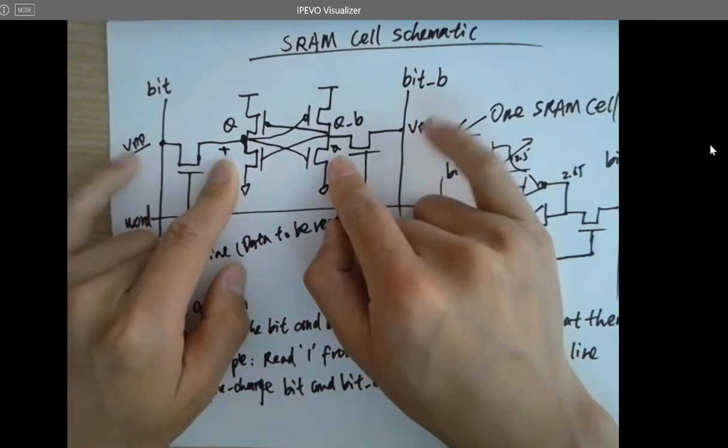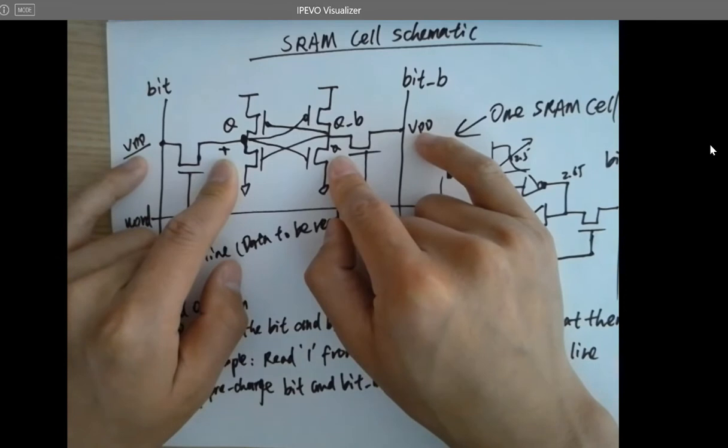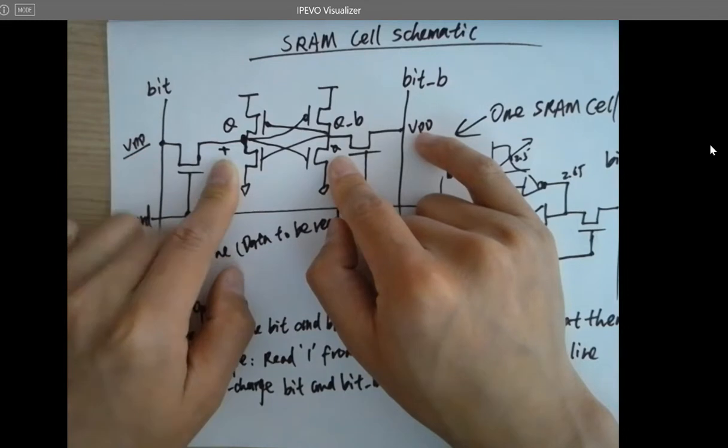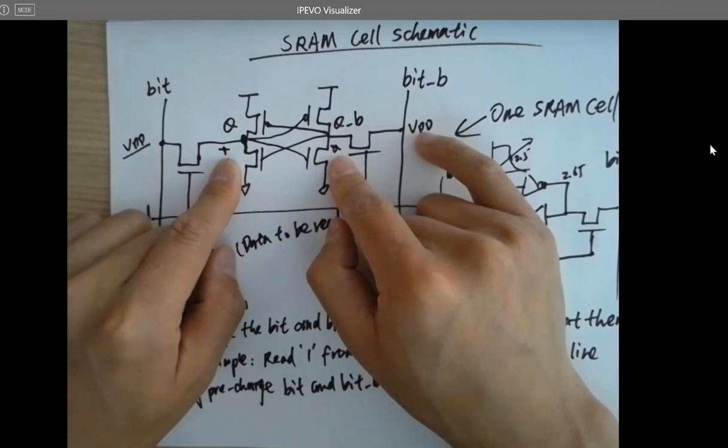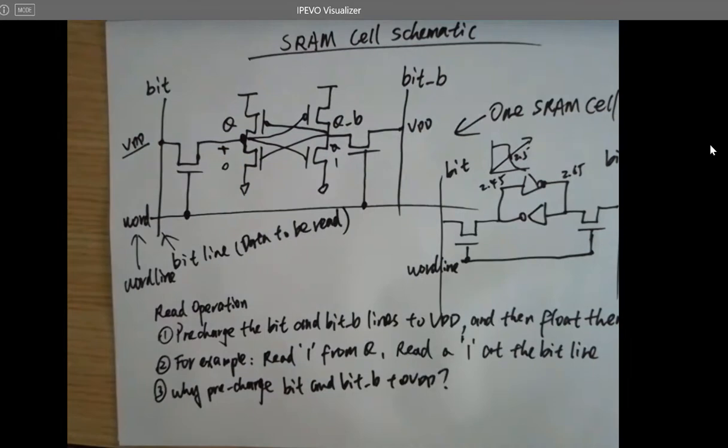So that's why we pre-charge it to VDD. If you do not pre-charge it to VDD, pre-charge it to anything lower than VDD, it will never reach VDD. Right? Because this one will be degraded to 1 minus VTH. That's why we need VDD to be precharged to the two lines. Make sense? Let's see, anything else I need to cover here?